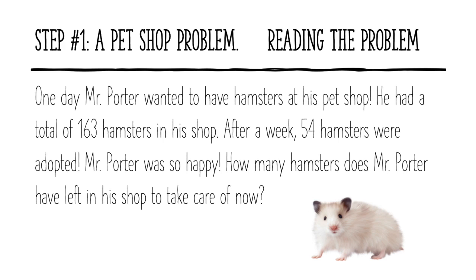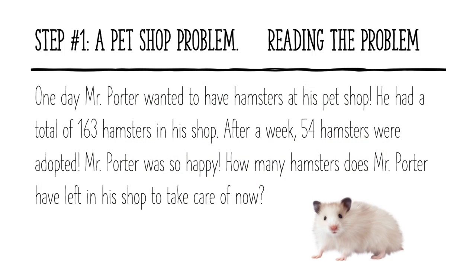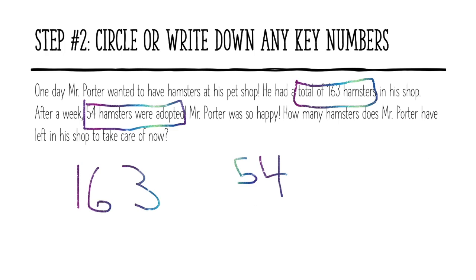All right, awesome job. We've completed step number 1. So before I go on to the next slide, I want you to pause and think, what was step number 2? If you said circling key numbers, give yourself a round of applause. Excellent job. As we're looking right over here, I found 2 really big key numbers to look at, 163 and 54. I also went ahead and boxed a little bit of information around them. Like right here, this keyword total is probably going to help us out, and the number of hamsters that were adopted is also going to help us out. So here's my number 1 and number 2.